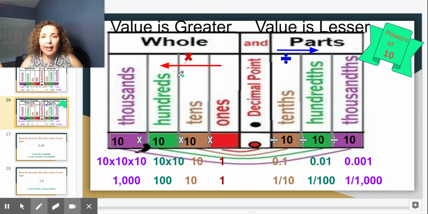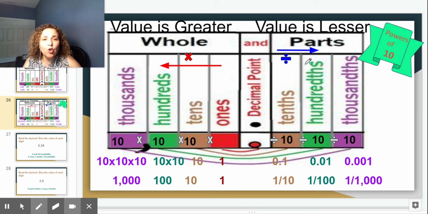As we said in the last video, if I'm going to my left, I am multiplying and my numbers are increasing, right? They're getting 10 times bigger. So 10 is worth 10. 100 is the same thing as 10 times 10, or 100. Thousands is 10 times 10 times 10, which is 1,000. And they're increasing by powers of 10.